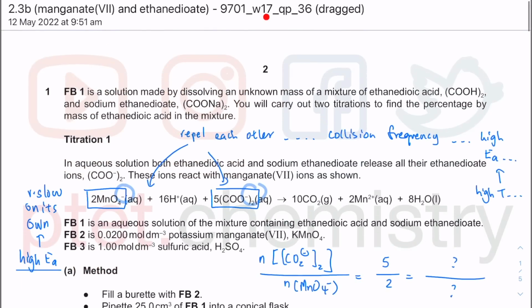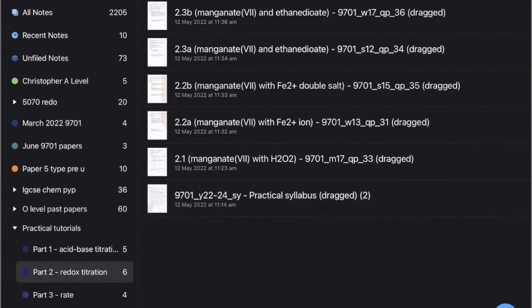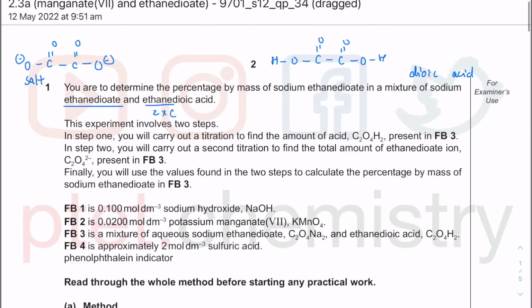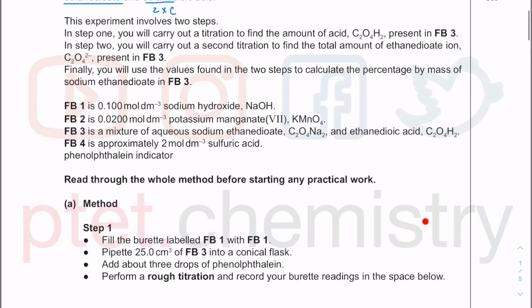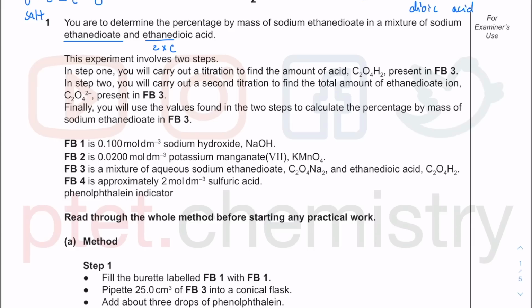This is in winter 2017. So October, November 2017, paper 3.6. So not very long ago. This one, they don't ask you to heat it, which is quite surprising. Maybe somehow it's fast on its own. I'm not entirely sure. Anyway, just following the instructions, they don't say heating, but this is again between sodium ethanedioate as well as KMnO4. So it's a similar kind of chemistry.